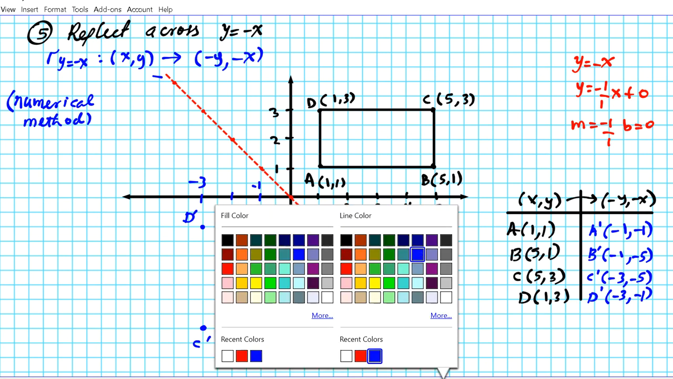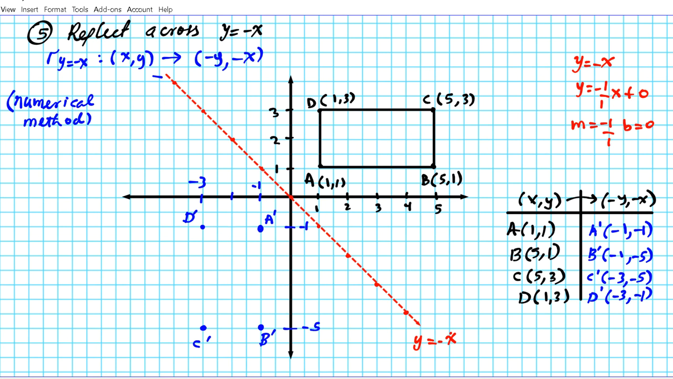Let's draw it first so you can see. If you take a look at both of them, the image and the pre-image, and you fold your paper along this line, you're going to see that these two will land on each other perfectly. So that's another way to do it. This is your pre-image. Upon reflection along the line y equals negative x, this is your image right here. So basically that's how you carry out your reflection along lines.